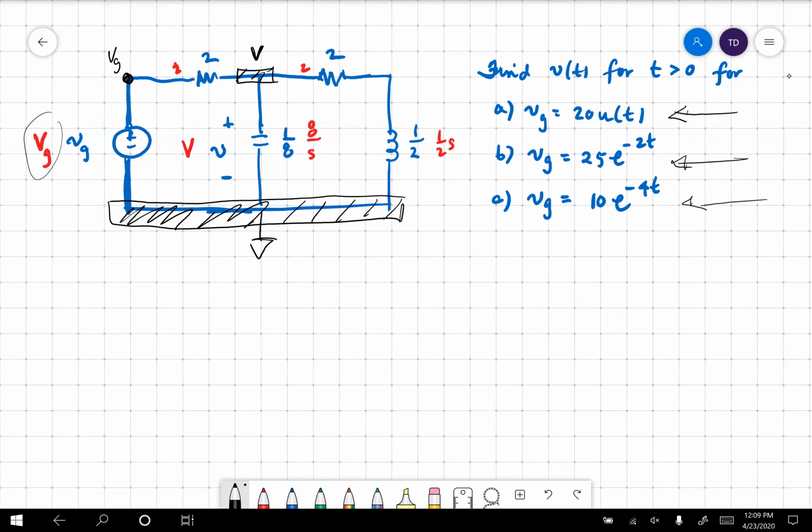Every current and every voltage in this circuit that we're going to have are going to have Vg in their function, believe it or not. That's what's really interesting. Every current and every voltage is a function of this input. Shouldn't be surprised by that at all.